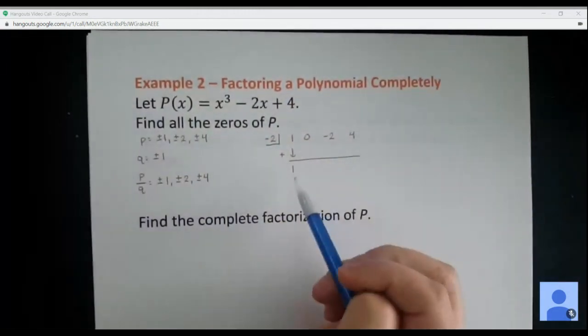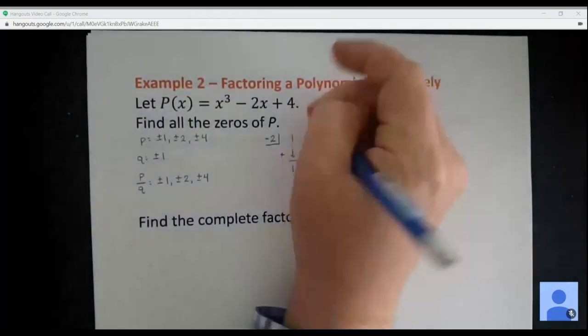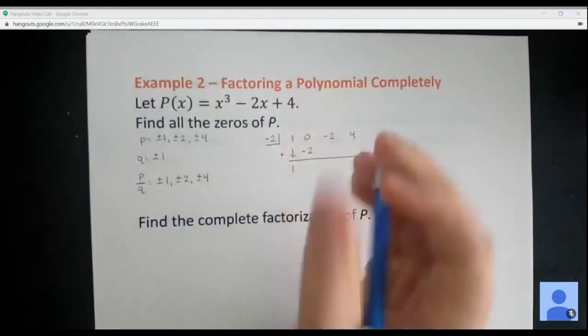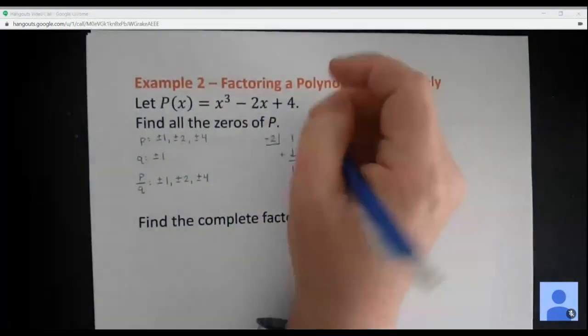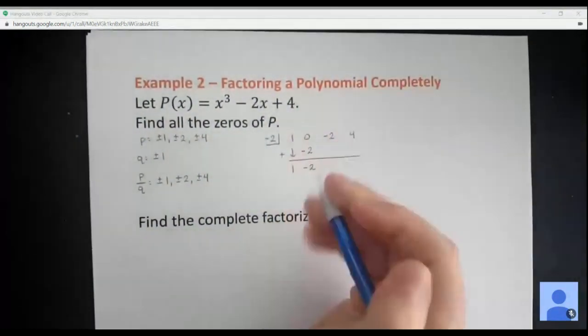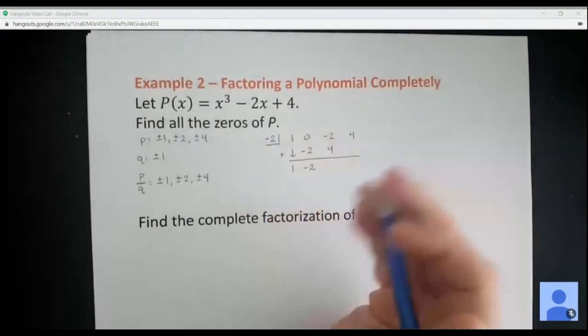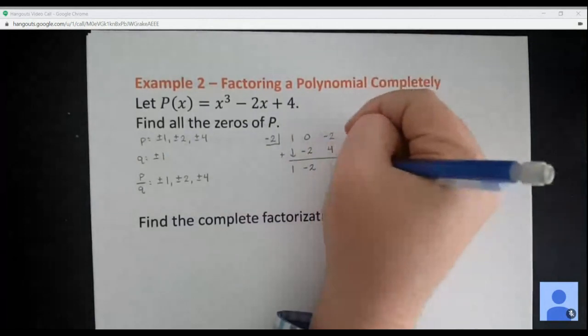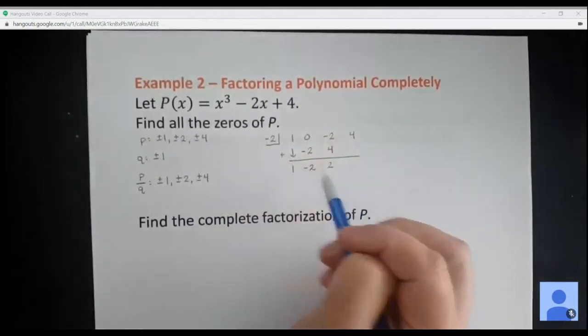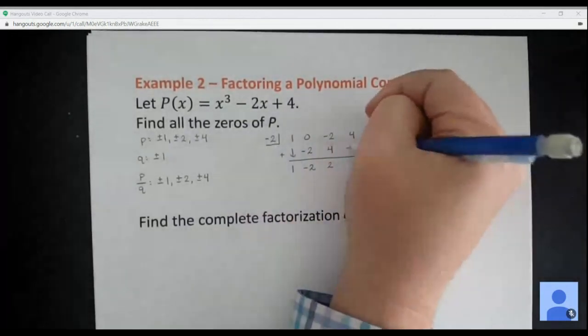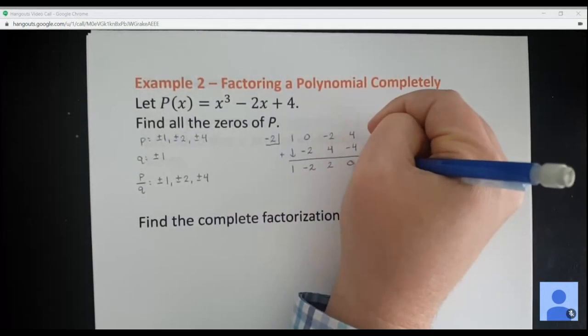Now we can multiply. 1 times negative 2 should give us negative 2. 0 plus negative 2 is negative 2. Negative 2 times negative 2, positive 4. Negative 2 plus 4, positive 2. And 2 times negative 2, negative 4. Remainder of 0.